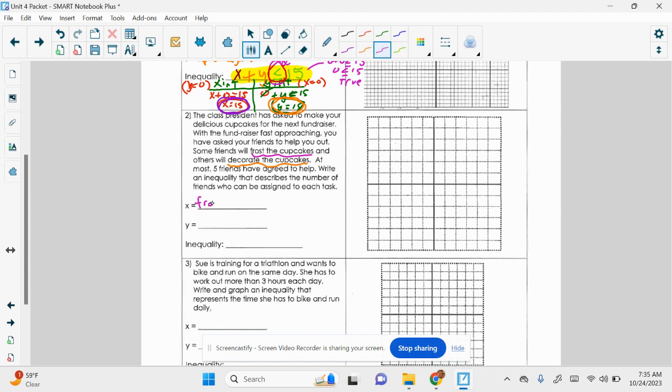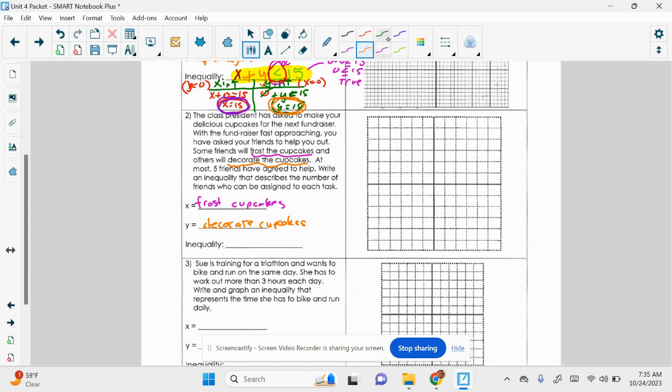So frost cupcakes. All right. And we have decorate cupcakes. All right. And these are people who are going to do this.